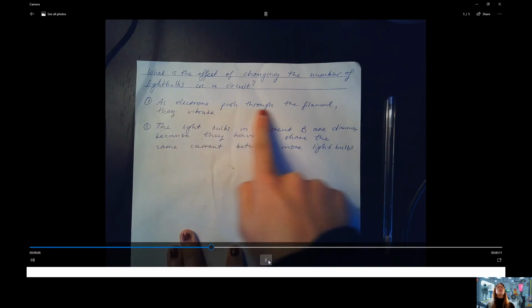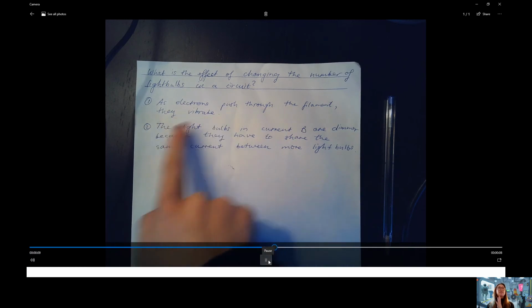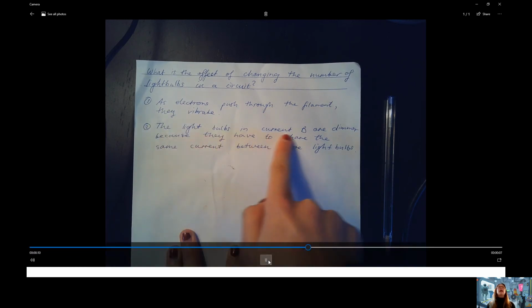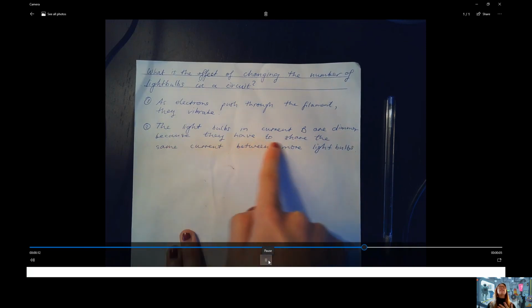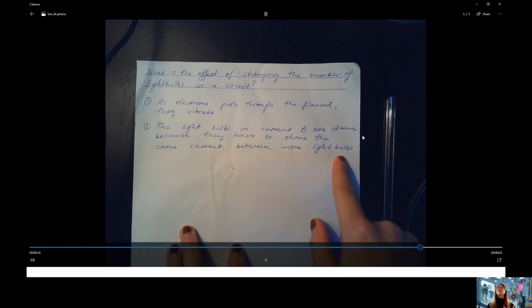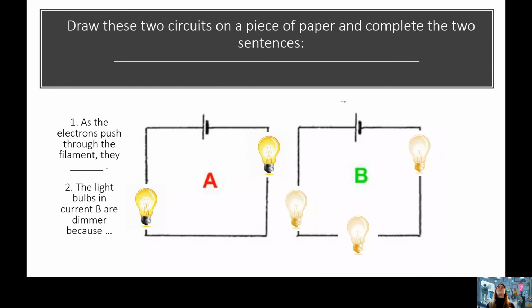As electrons push through the filament, they vibrate, which means they shake. And 2, the light bulbs in current B are dimmer because they have to share the same current between more light bulbs. And then, of course, I would like you to draw these 2 drawings and label them. So I want you to label the switch, I want you to label the wire, I want you to label the battery, and please label the light bulbs.